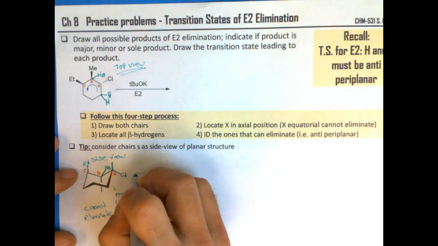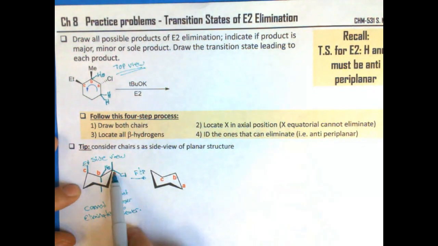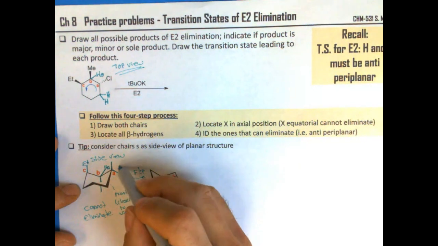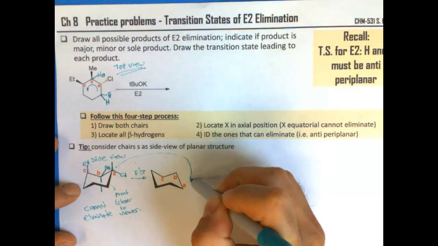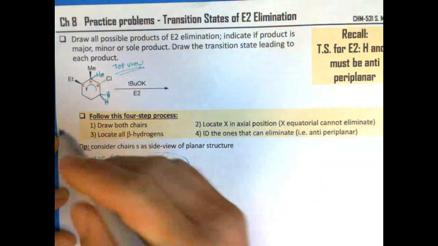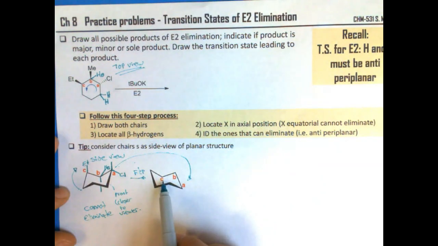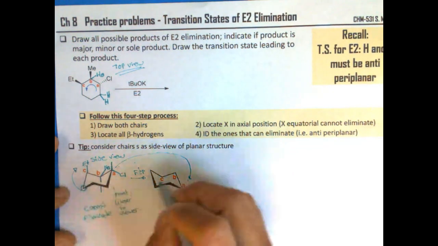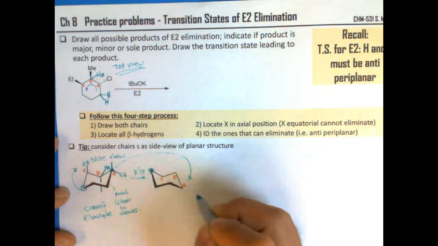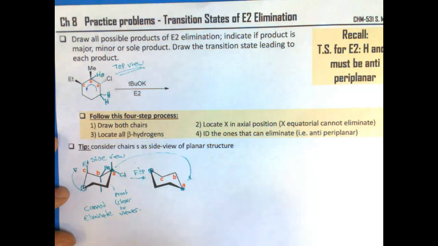So we have to do a chair flip. And the way to do that is you take this and bring it down, you take this and bring it down, and you take this and bring it up. And you keep track of all of the carbons. This corner right here is going to be this corner right here. This corner right here is going to be this corner right here. If you keep track of that, you will be successful, believe me.